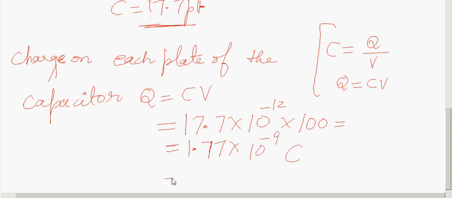So why did I write like this? This is 1.77 nano coulomb. Or you can write 17.7 into 10 to the power minus 10. Write the unit properly. That completes that one problem. Next we will see another one.